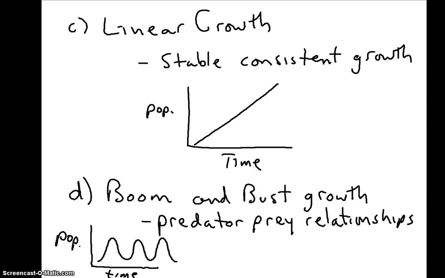And then the last one I'll mention, because we'll talk about predator-prey relationships, is this boom and bust growth. This is population growth where the population goes way, way up and then down. It's kind of like a roller coaster, up and down. And we see this a lot of times in predator-prey when species are being predated upon and their populations go down and then they rebound very, very quickly. So now let's go through and look at each of these in a little bit more detail.